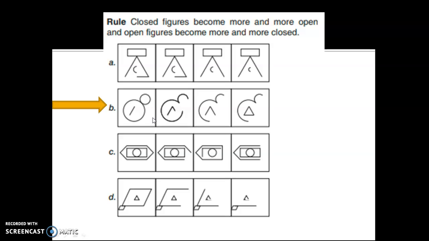The answer here is B, because the closed figures, these two circles, are becoming more and more open, and this open figure is becoming closed. In the end you can see this figure as an open figure and this figure as a completely closed figure. Similarly, see the other options, it's not the case there. In any of these, it should follow a proper pattern. So this is the answer for the third question, which is B.